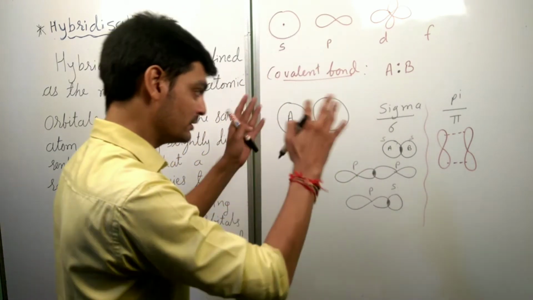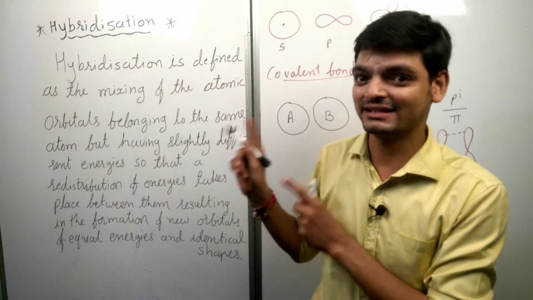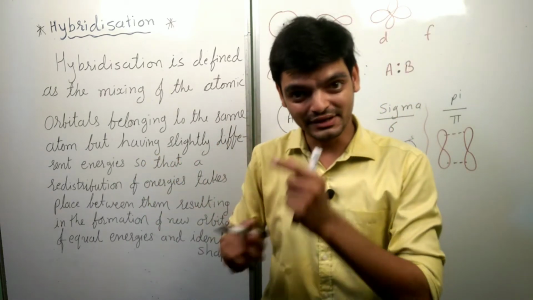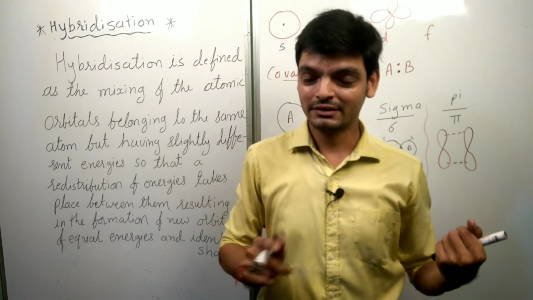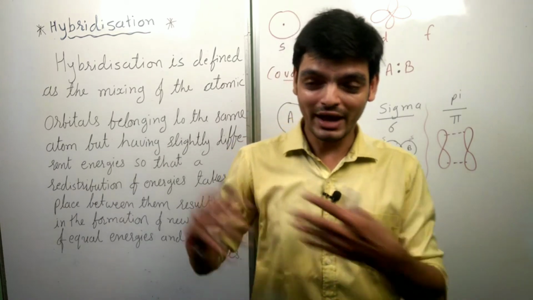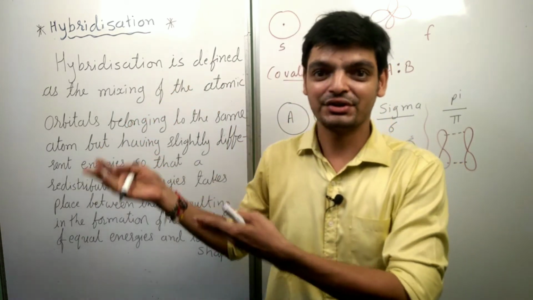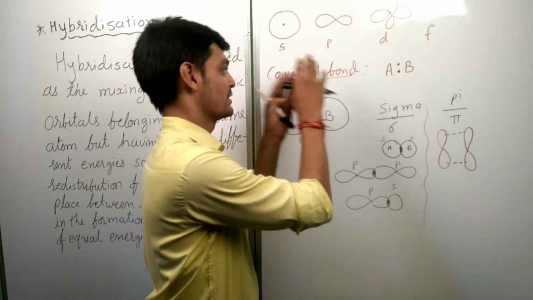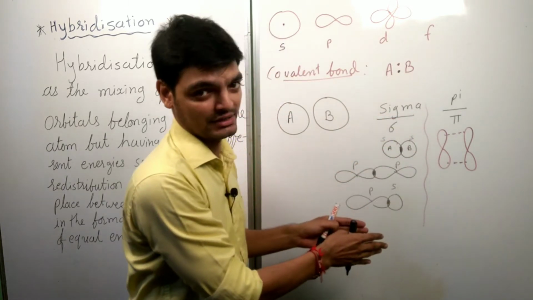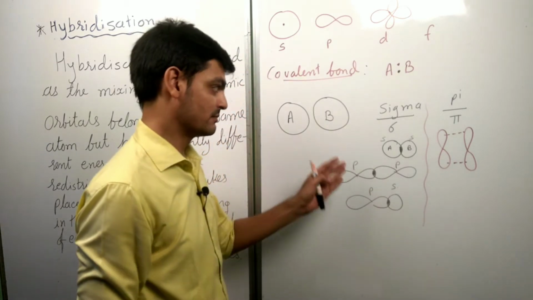You need to understand all these things before understanding hybridization, because hybridization is the formation of orbitals before the covalent bond formation. To understand it, you need to understand what an orbital is, what a covalent bond is, what a sigma bond is, and what a pi bond is. Now I think you understood what a sigma bond and a pi bond are.